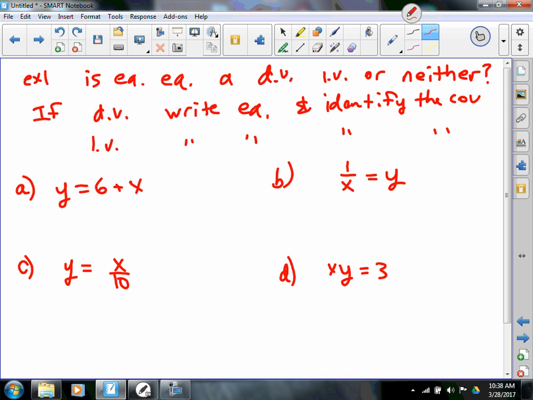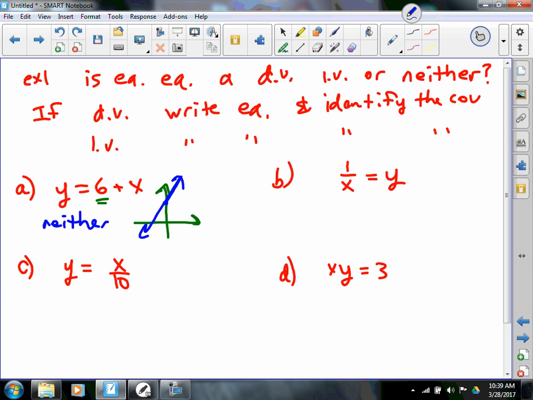So let's look at number A first. Is that a direct variation, an inverse variation, or neither? Neither. Why do we say neither? Because there's a 6 right here. That 6 is a y-intercept. That means when we graph it, it's going to go through the point (0, 6), and it's going to be a line with a slope of 1, and it doesn't go through the origin, so that one's neither. Anytime a linear equation has a y-intercept other than 0, it's not going to be a direct variation.